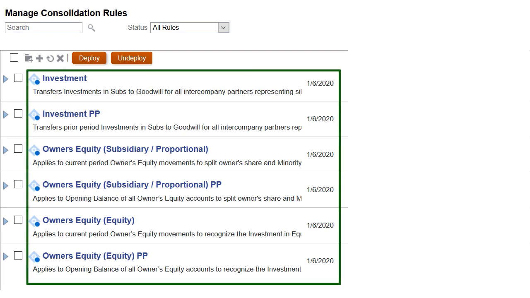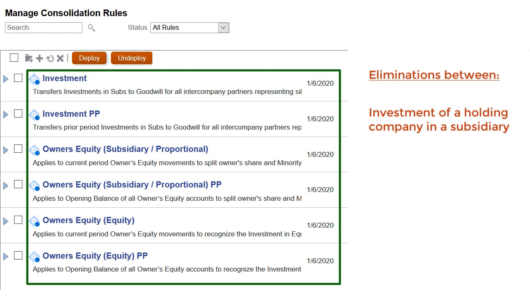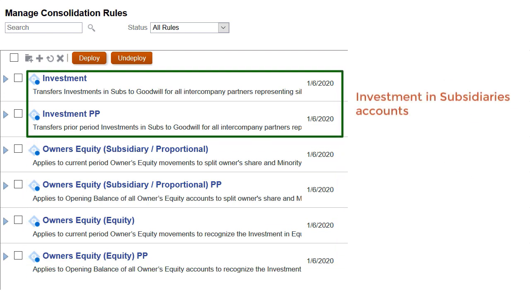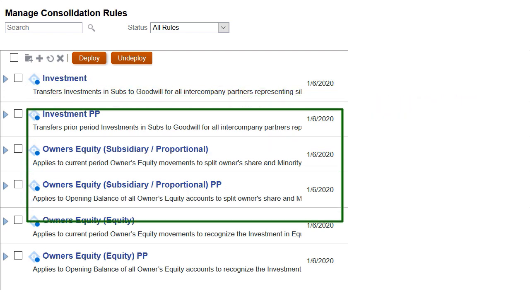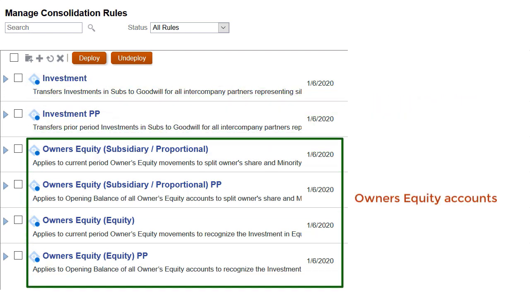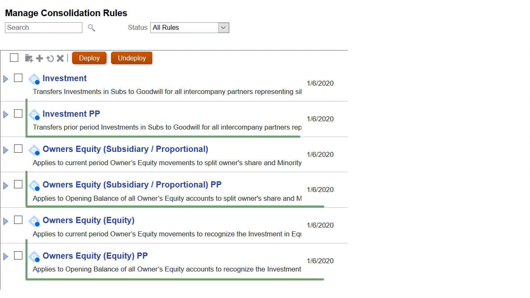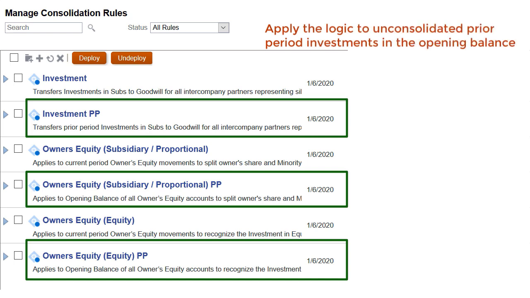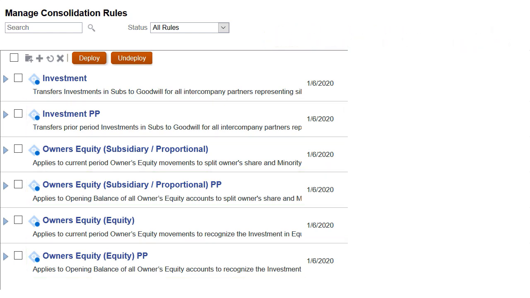The first 6 rule sets perform adjustments or eliminations between the investment of a holding company in a subsidiary and the owner's equity of the owned company. The first 2 rule sets deal with investment in subsidiaries' accounts, and the next 4 deal with owner's equity accounts. The PP or prior period rule sets apply the required logic to any accumulated but previously unconsolidated prior period investments that get carried forward in the opening balance.